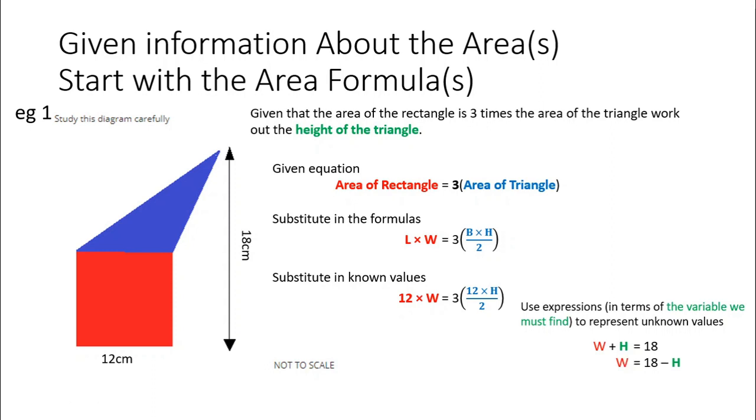W is equal to 18 minus the H. And now I can use that expression instead of the W. So instead of having 12 times W, the length times width of the rectangle, is equal to 3 times the area of the triangle, I can do 12 times 18 minus H, because that's what the width of this rectangle will be. If I take away the height of the triangle, that's what I'll have left over.